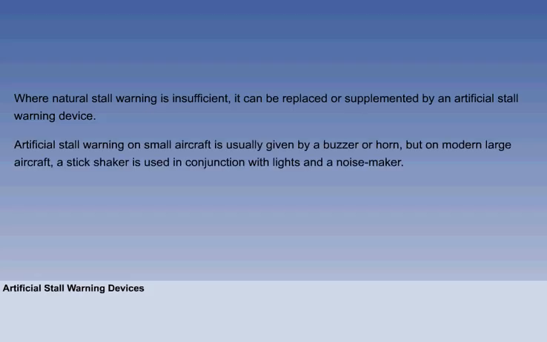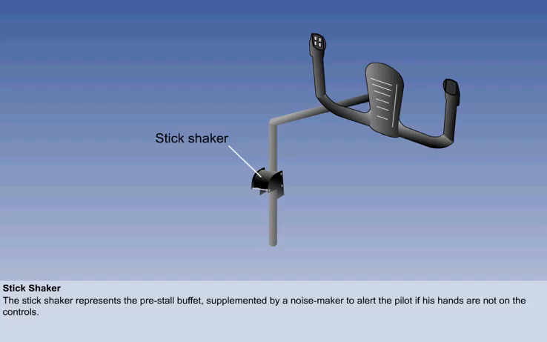Artificial stall warning on small aircraft is usually given by a buzzer or horn, but on modern large aircraft, a stick shaker is used in conjunction with lights and a noisemaker. The stick shaker is intended to represent the aircraft's natural buffet by replacing it with a tactile warning. The noisemaker is added in parallel to ensure that the warning is noticed if the pilot's hands are not on the controls, for example, if the autopilot is engaged.